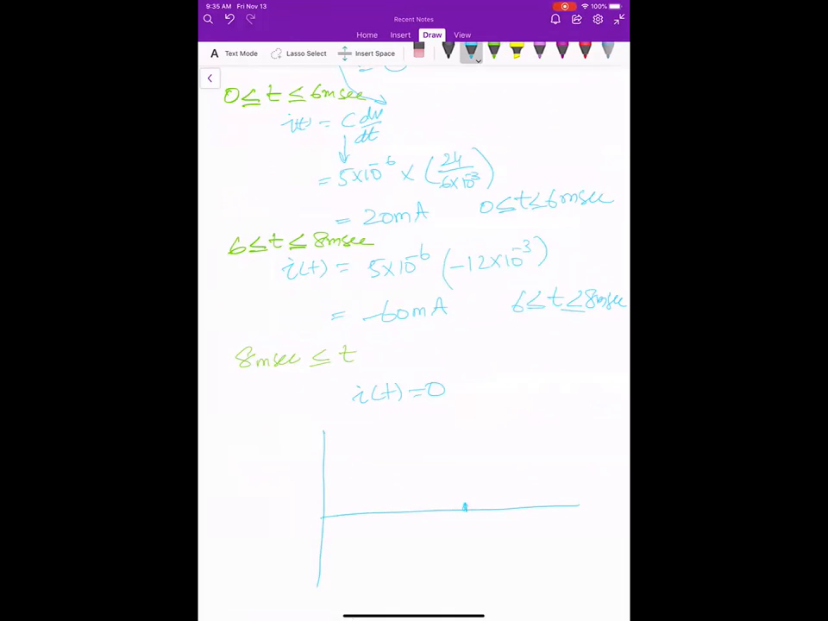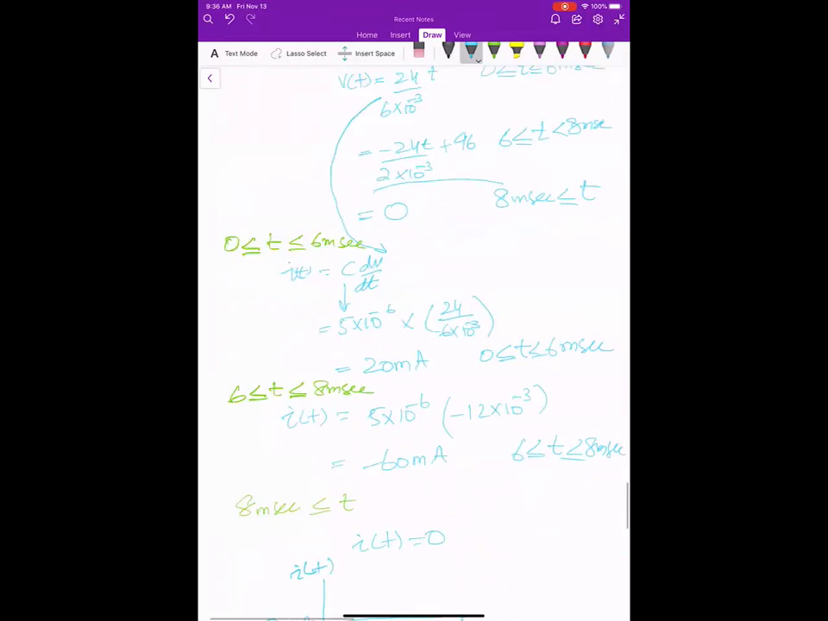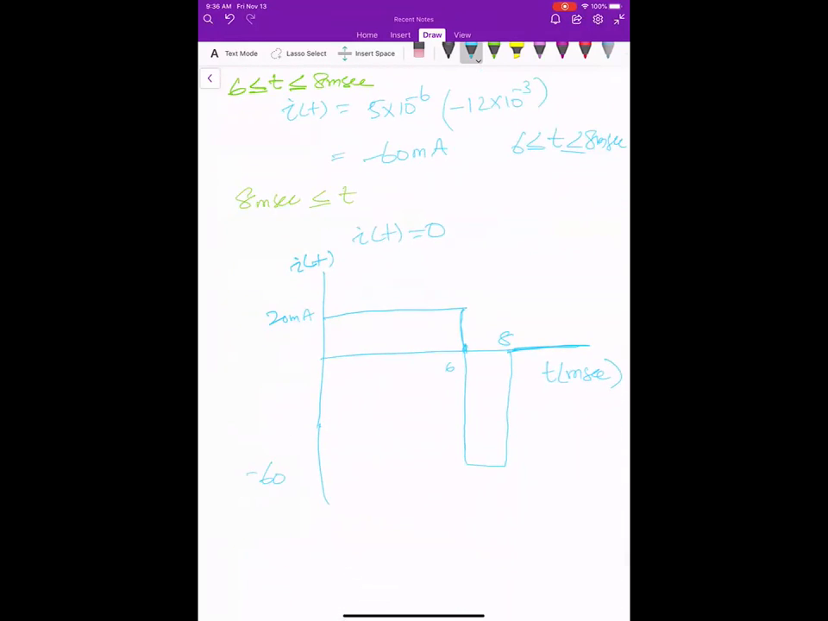So when we are plotting it, we can plot it like this: for 0 to 6, it's 20 milliamps, and from 6 to 8, it's minus 60 milliamps, and then 0 onwards. So this is your time in milliseconds. That's how you can find current if you are given the voltage of the capacitor.